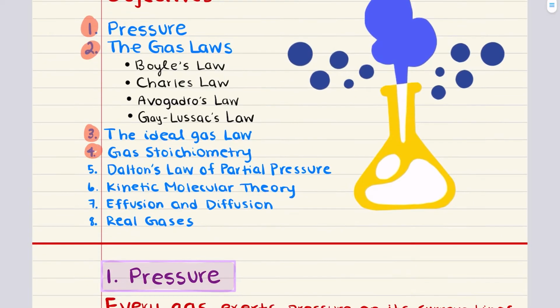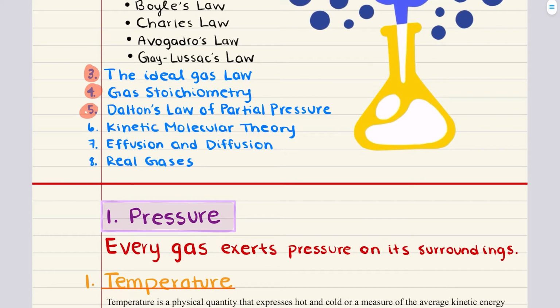Then our fourth objective is on gas stoichiometry. Here we're going to expand our stoichiometry toolbox and learn about liter-to-liter ratios as well as STP, standard temperature and pressure. Our next discussion is then going to be on Dalton's law of partial pressures. Dalton's law of partial pressures states that the total pressure of a mixture of gases is equal to the sum of the individual partial pressures of each gas. We're going to explore some important formulations here, and we're also going to work through this definition conceptually as well.